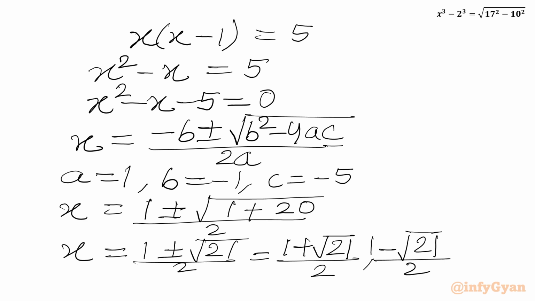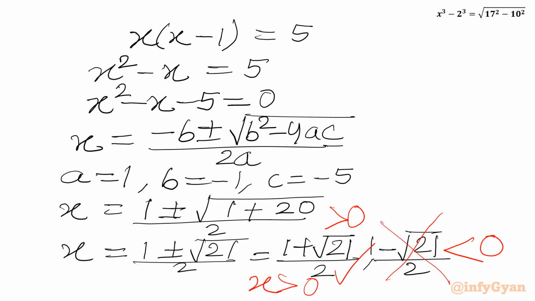If I check the approximate value, this is negative, this is positive. So we will accept x positive only. So this will be accepted. Second solution will be rejected. So our final answer becomes x equal to square root 21 plus 1 over 2.